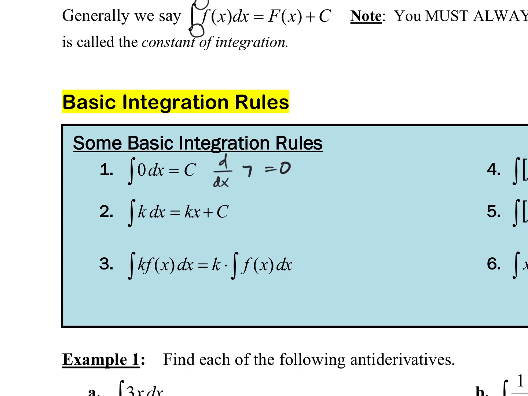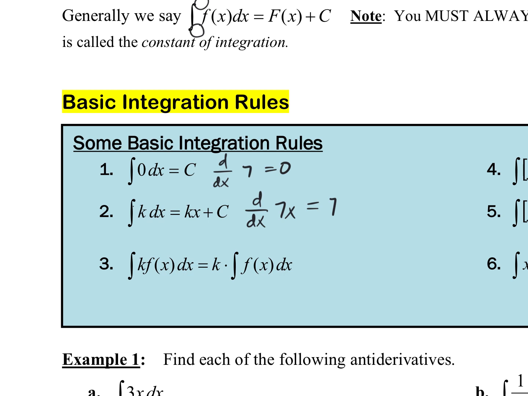Similarly, number 2, if I have a constant k, my integral is k times x. So if I took the derivative, let's say, of 7x, the derivative of 7x gives me 7. So the derivative of k times x gives you k. They're inverses of each other.